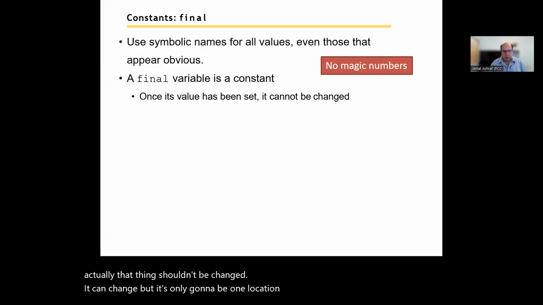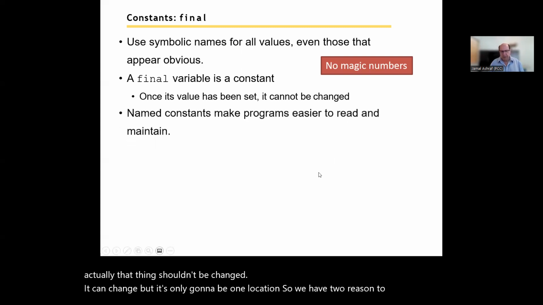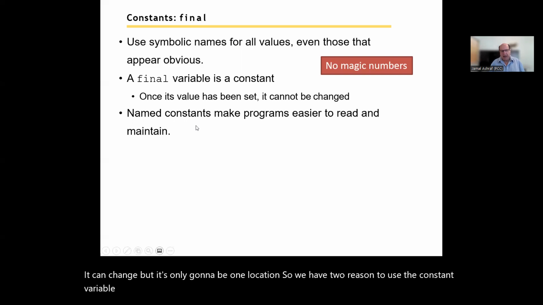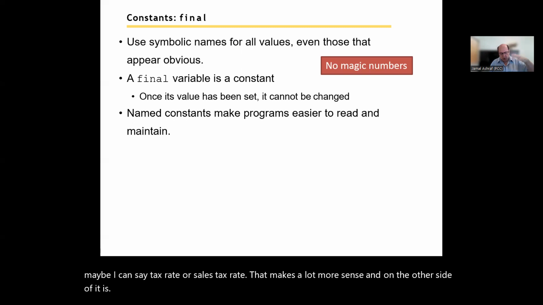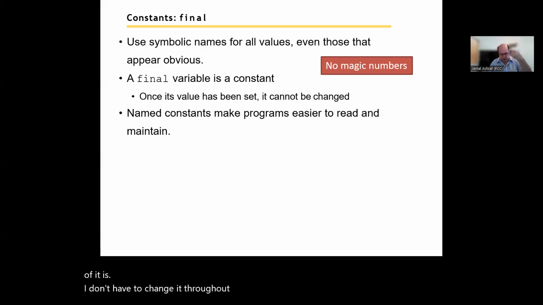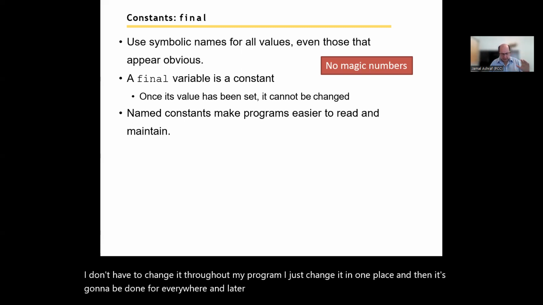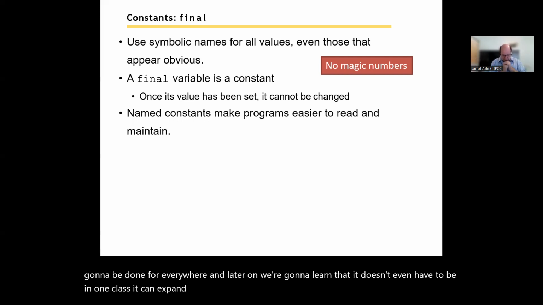So we have two reasons to use the constant variable. One is we have the name of it that's going to make sense. So instead of 10.25, maybe I can say tax rate or sales tax rate. That makes a lot more sense. And on the other side of it, I don't have to change it throughout my program. I just change it in one place, and then it's going to be done everywhere. And later on, we're going to learn that it doesn't even have to be in one class. It can expand to multiple classes.